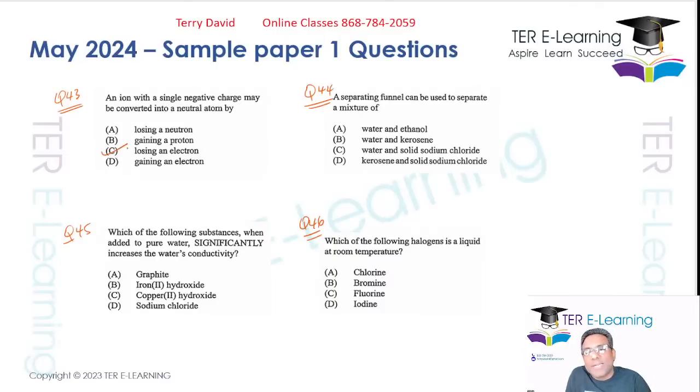It'll lose an electron. Because when you form a negative charge, what happens there is that the atom would have gained one electron. So take for example chlorine. Chlorine will form a negative ion by gaining one electron, right? So if you want to convert it back to a neutral, you have to lose that electron. What about question 44? A separating funnel can be used to separate a mixture of what?